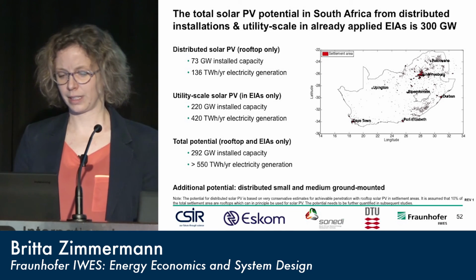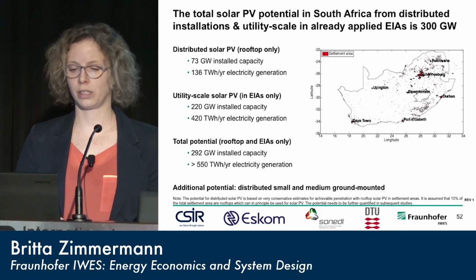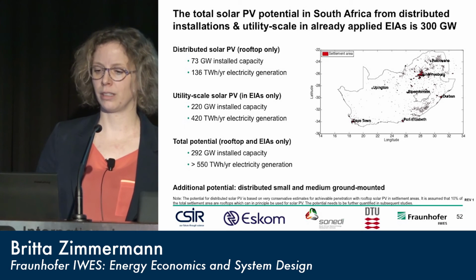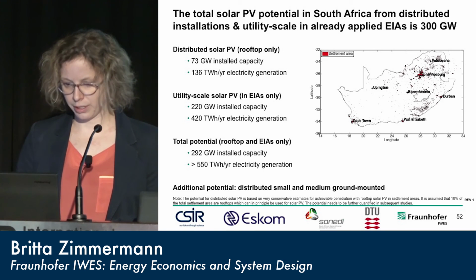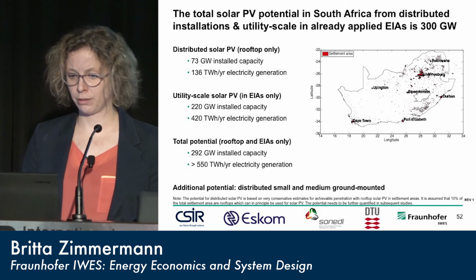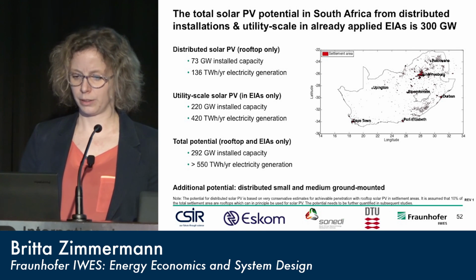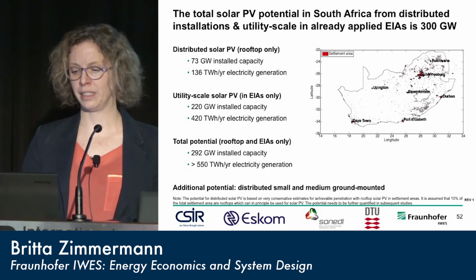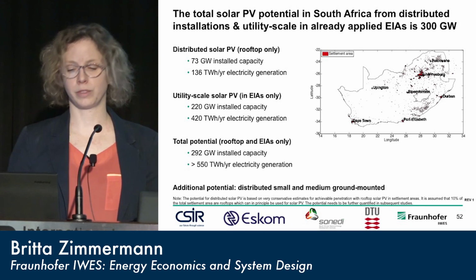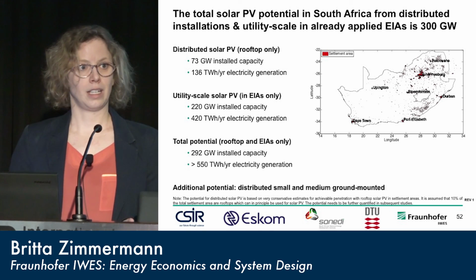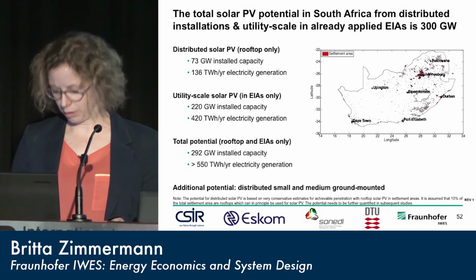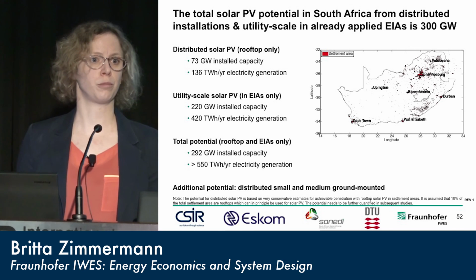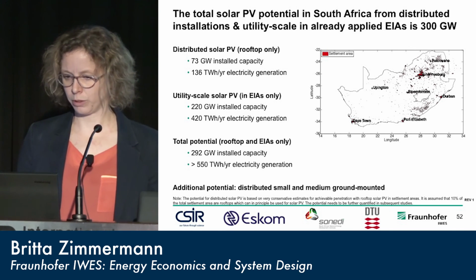we got to 72 gigawatt installed producing 136 terawatt hours electricity per year. So in total, for PV for this scenario, we could install almost 300 gigawatts and produce 550 terawatt hours per year, which is even more than the assumed future electricity demand. And mind, these ground-mounted PV were installed in EIAs only. There would be much more space to put the facilities.